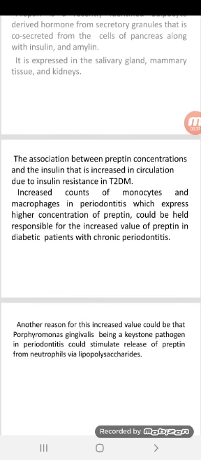The association between preptin concentration and insulin that is increased in circulation due to insulin resistance in type 2 diabetes mellitus.